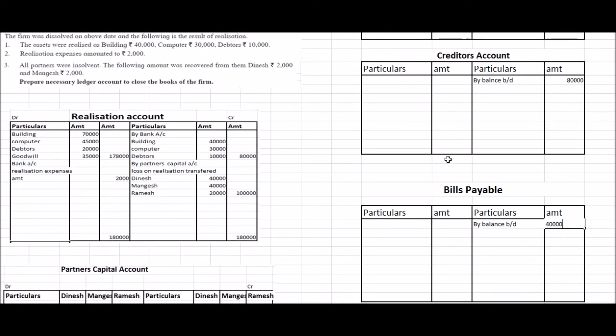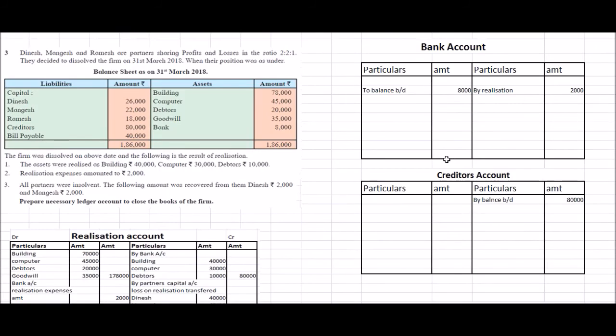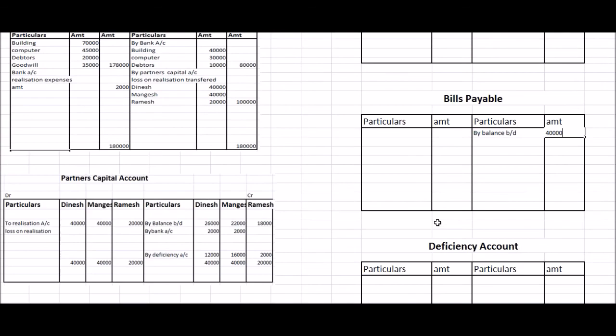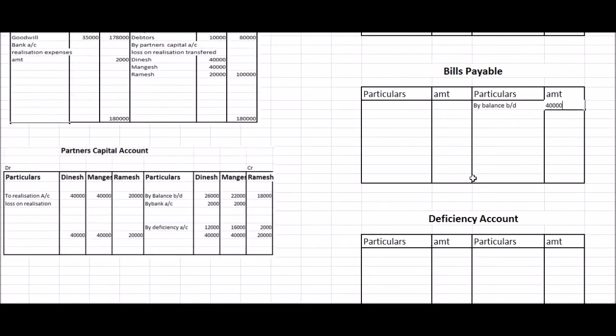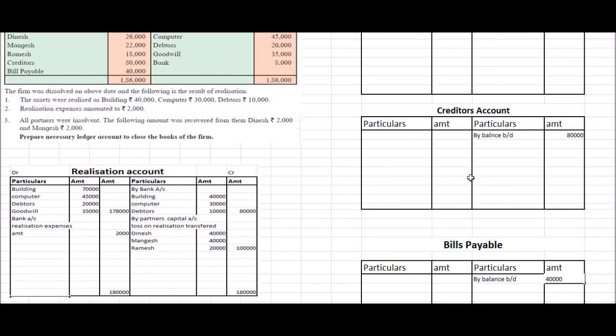So till here we passed the entries of the assets. Now bank account, partners capital account, realization account, and creditors account, and bills payable account. These are the creditors account, and the bills payable amount is the open liabilities amount. All the entries got over from the balance sheet. Now the adjustments. All partners were insolvent.